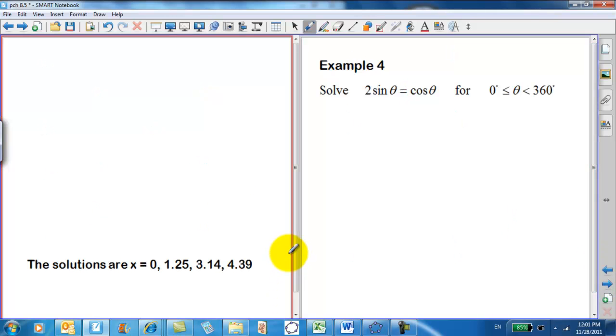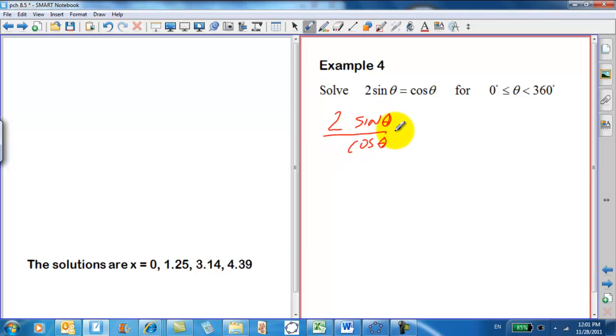Here were the answers. Here's example 4. Solve from 0 to 360: 2 sine theta equals cosine theta. Well, the trick here is to actually realize that there's no squaring, so it's very hard to convert. But there is a nice way to convert this into one trig function by dividing both sides by cosine theta.